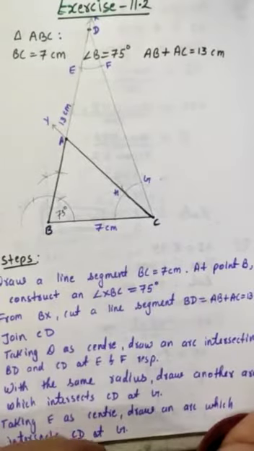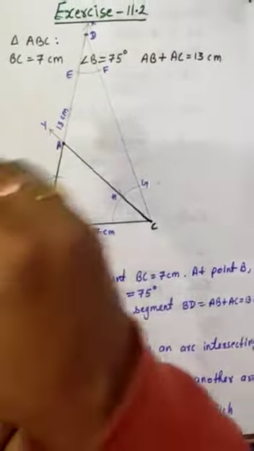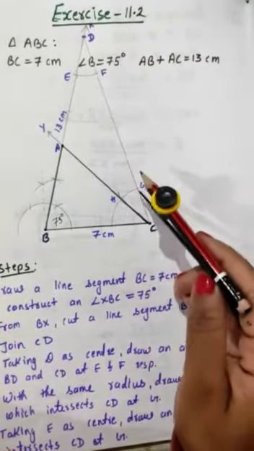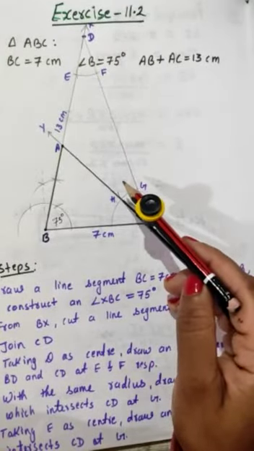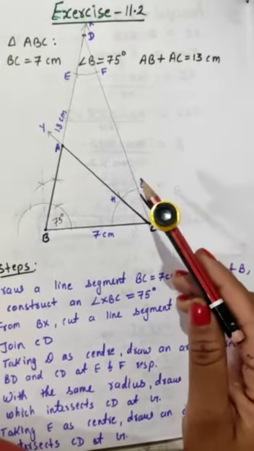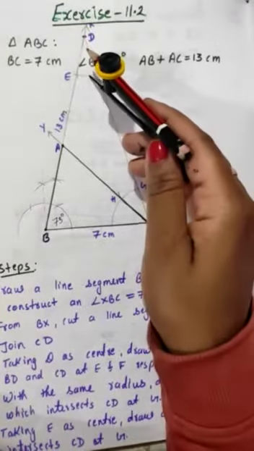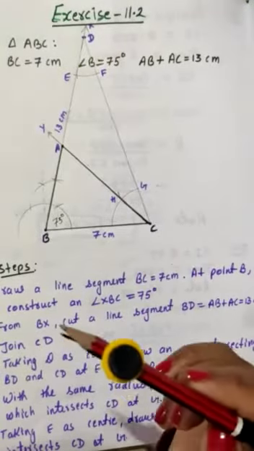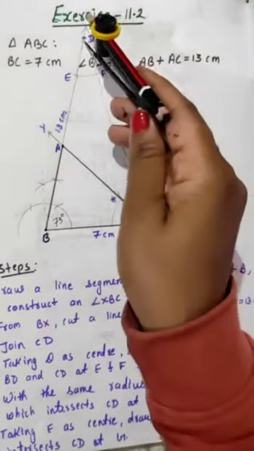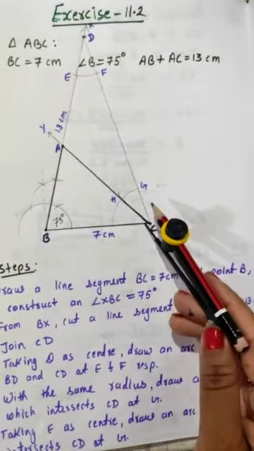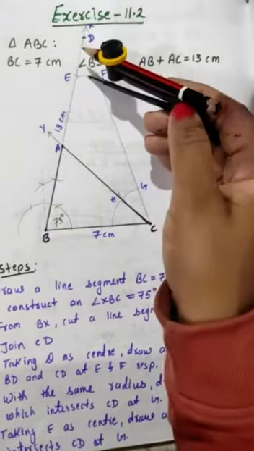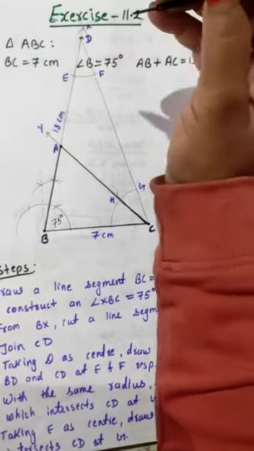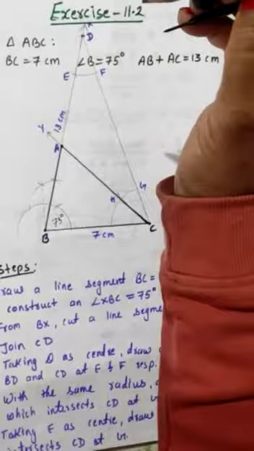Now what next do you have to do? Whatever angle is here, the same angle you have to construct on this side also. First of all, I will tell you why: you know that sides opposite to equal angles are equal. For that reason only we have to construct these angles equal, so that this side and this side are equal. Now how to construct equal angles, that we will see.